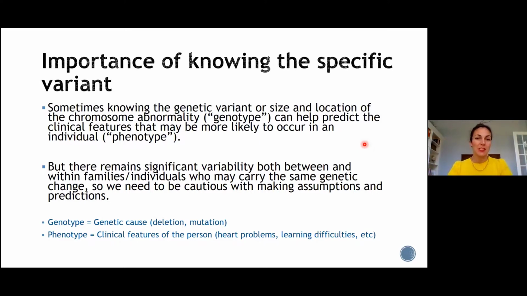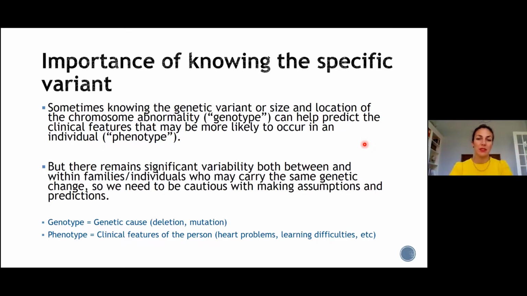Sometimes we can, and that's why it's important to know the specific variant so that we can see if there are correlations to be made. For example, some changes or variants might lead to a greater risk of seizures, or some variants might lead to a greater risk of heart defects. And so it's important to have that information. Sometimes we can't make those correlations, which is fine too, but that's why we like to know that.